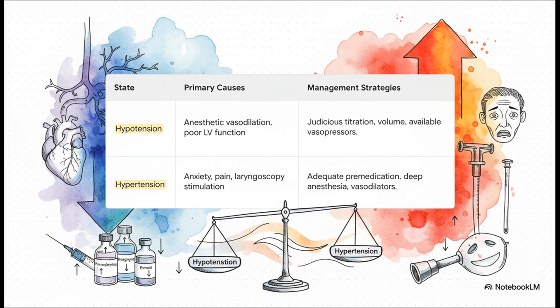On one side, every single drug we give is going to vasodilate and blunt their sympathetic tone. That means hypotension is almost a given, and it's especially dangerous in a patient with a weak heart that can't compensate. But on the other side, you've got this massive sympathetic surge just waiting to happen from anxiety and the stimulus of laryngoscopy. So our strategy has to be ready for both. We anticipate the drop by titrating our drugs slowly and having phenylephrine literally in our hand ready to go. At the same time, we blunt that hypertensive spike with good premedication and a deep enough anesthetic plane before we even pick up the laryngoscope, with drugs like nitroprusside and esmolol right there on the cart. It is a constant, second-by-second adjustment.